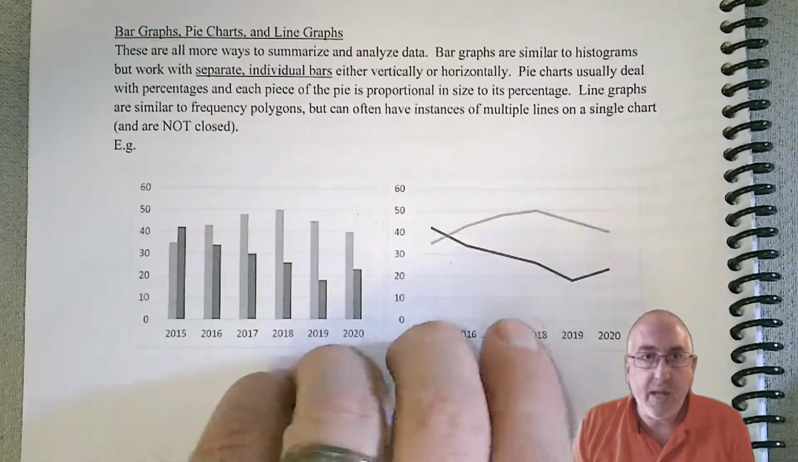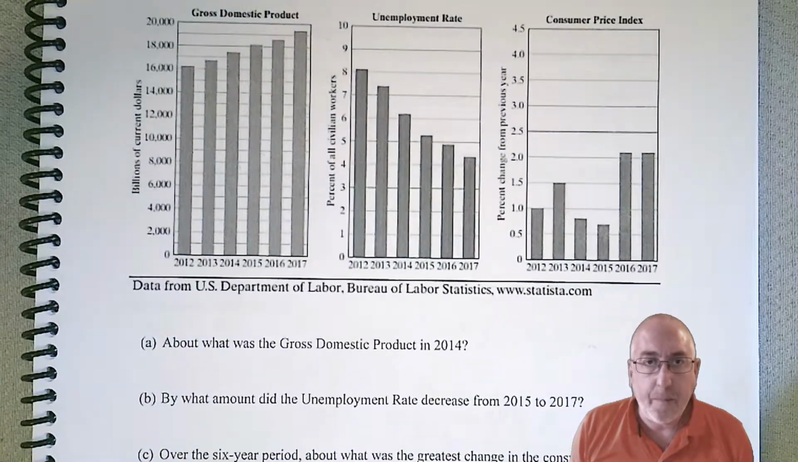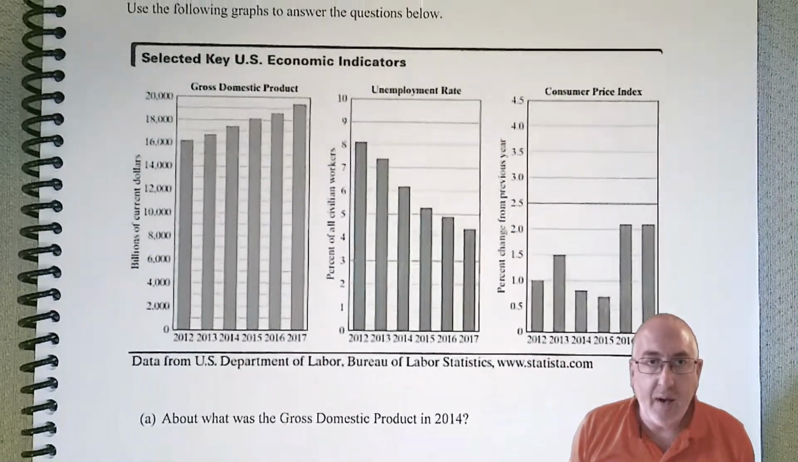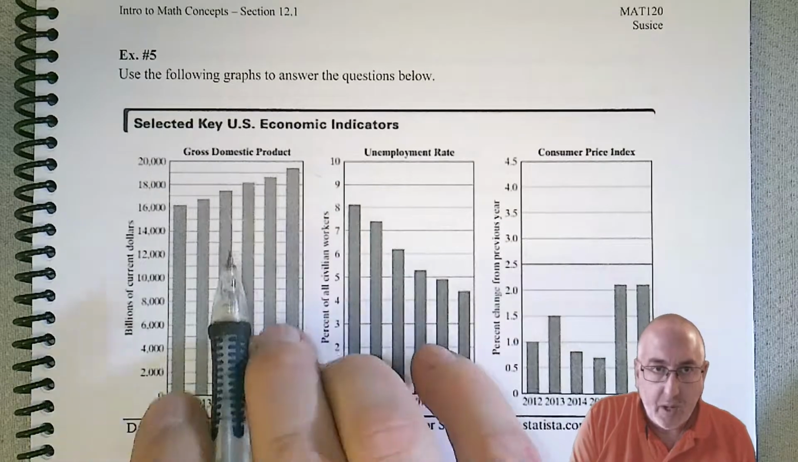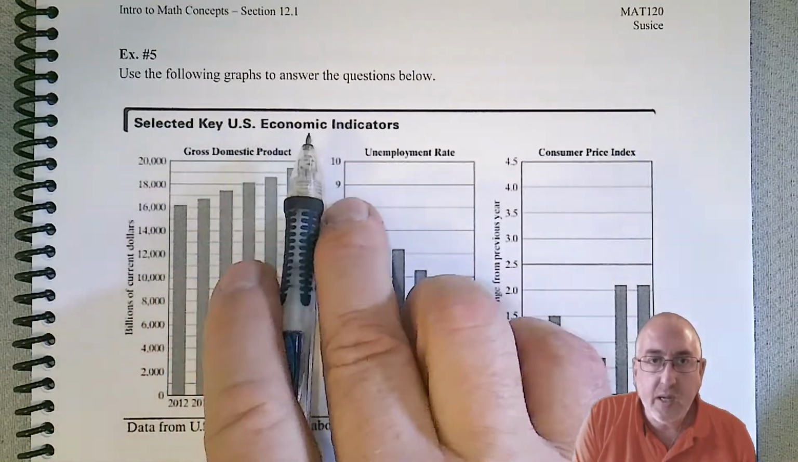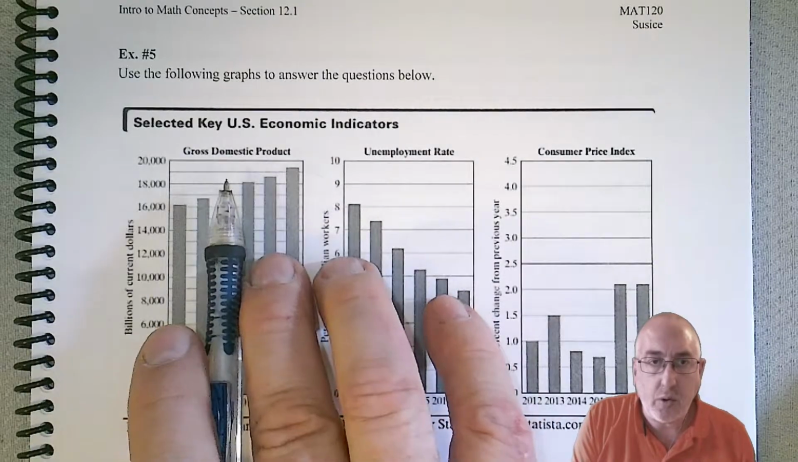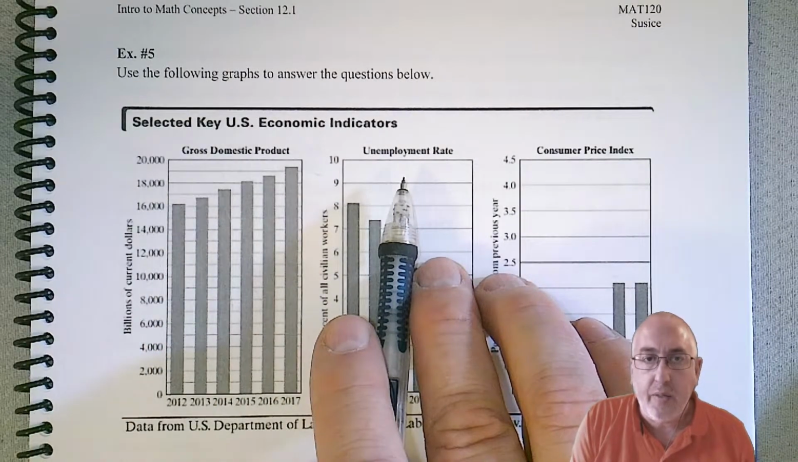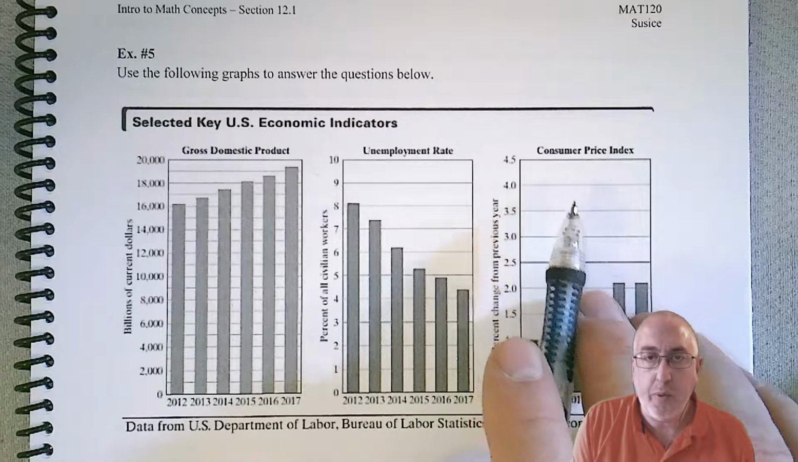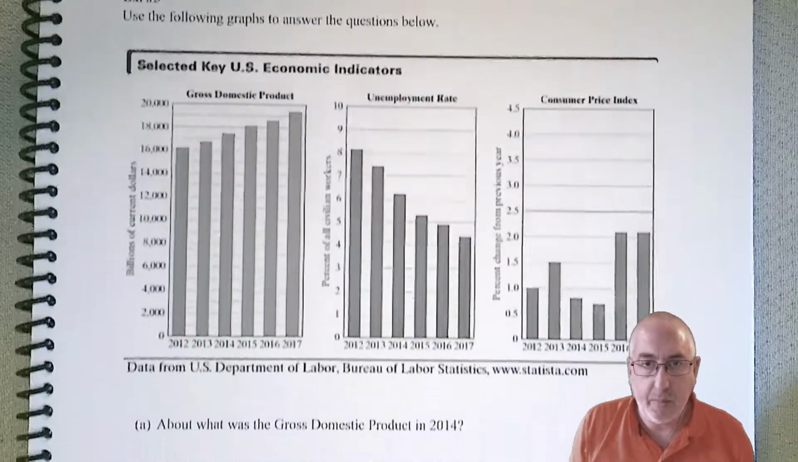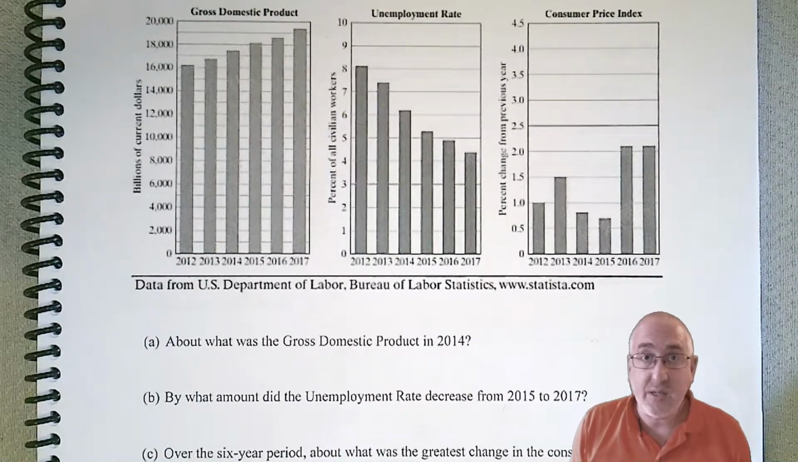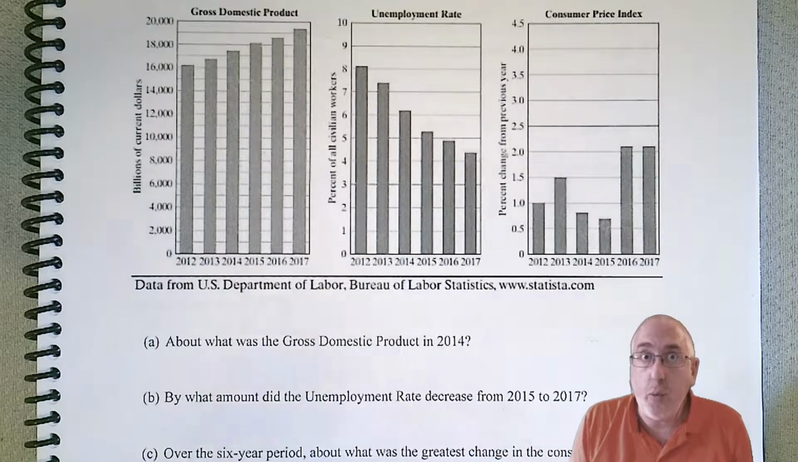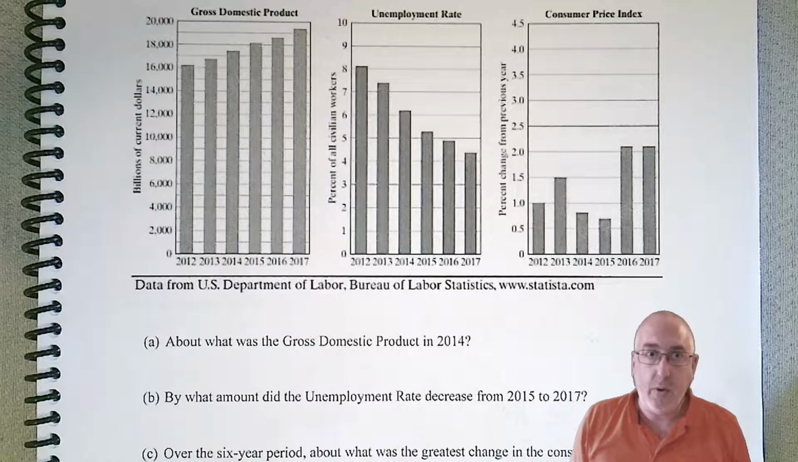We're going to do some examples of how we can read some bar graphs to start. So we have the following example: key U.S. economic indicators. We have the gross domestic product, the unemployment rate, and the consumer price index over various numbers of years. A lot of these are just asking, what do you observe when you look at these graphs?